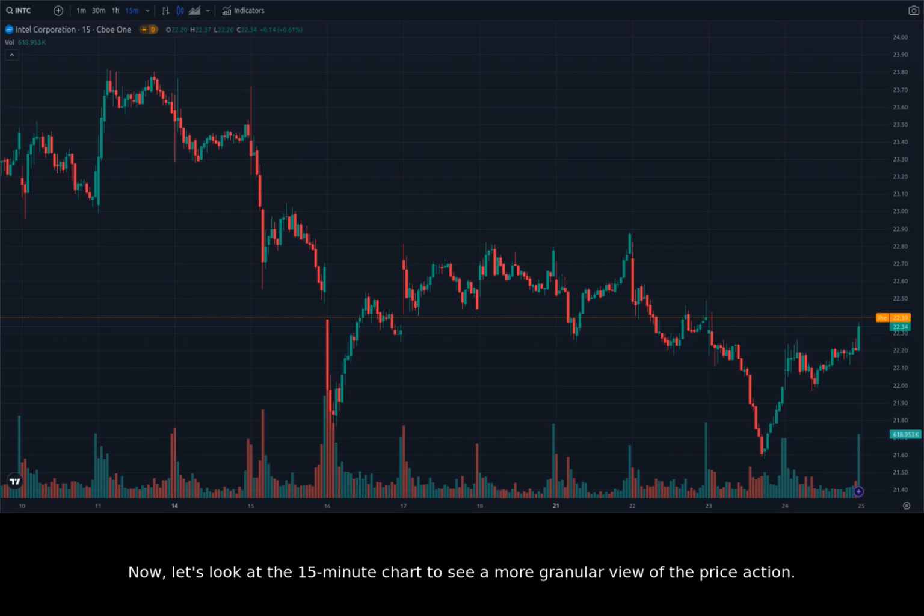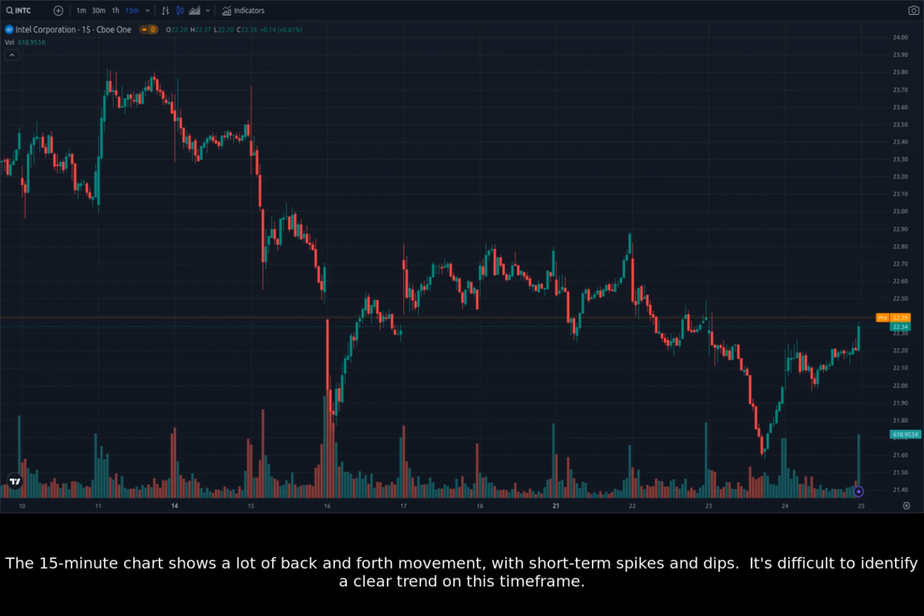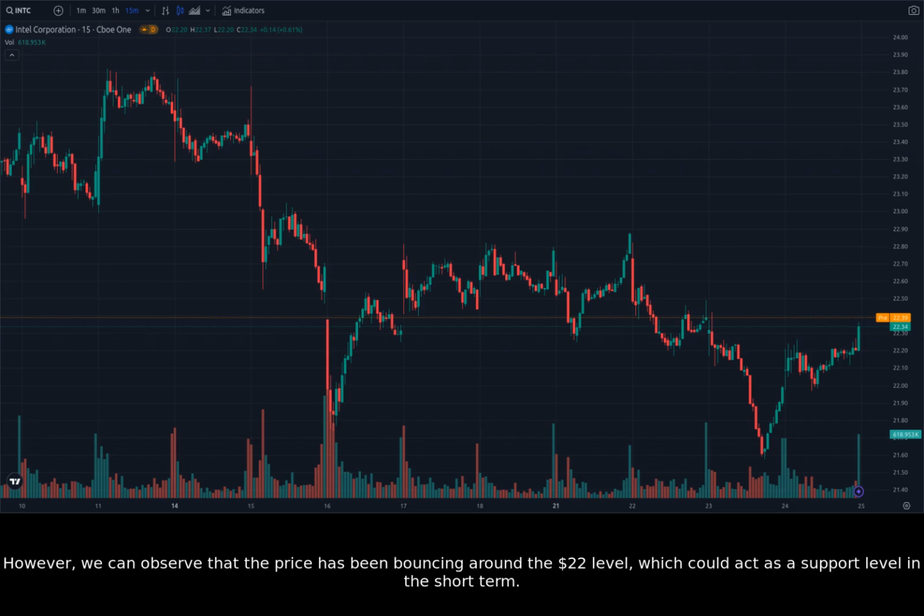Now, let's look at the 15-minute chart to see a more granular view of the price action. The 15-minute chart shows a lot of back and forth movement, with short-term spikes and dips. It's difficult to identify a clear trend on this time frame. However, we can observe that the price has been bouncing around the $22 level, which could act as a support level in the short term.